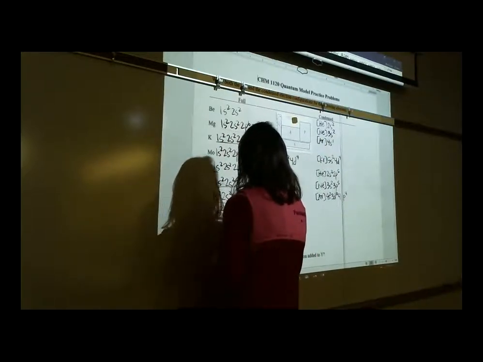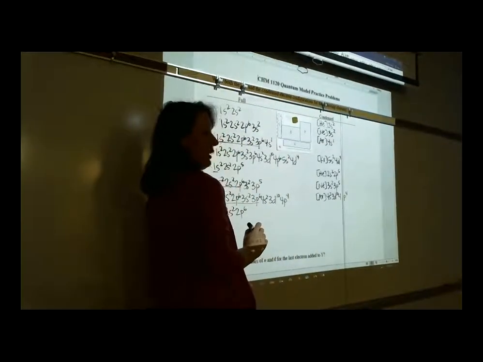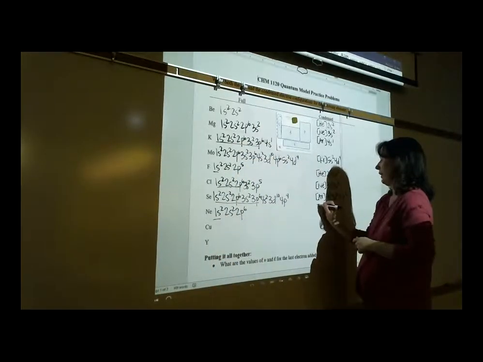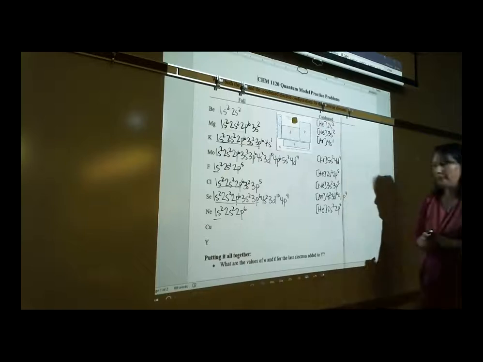Neon, longhand. Neon's number 10: 1s2, 2s2, 2p6. Neon's not going to get us any savings writing it shortcut, right? Because the only thing we're going to get to take away is 1s2. So helium, 2s2, 2p6.